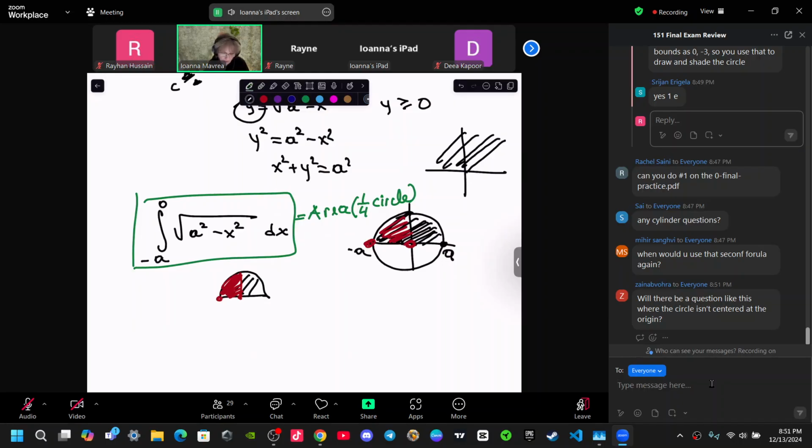If the limits went from negative a to a, still the y is positive. That tells me that this measures the area on top, which again is half the area of a circle.